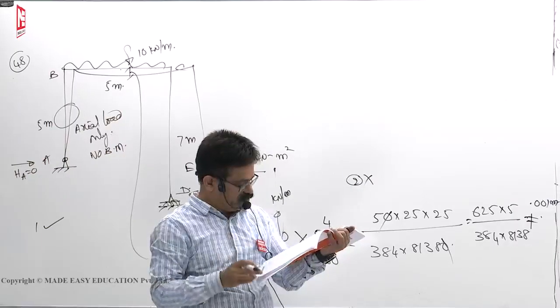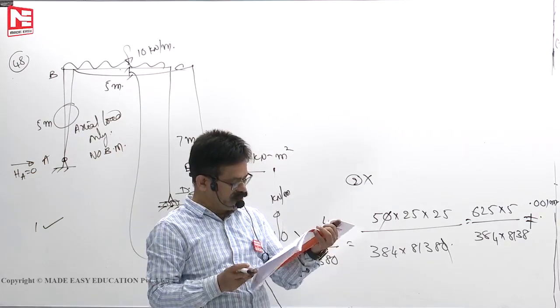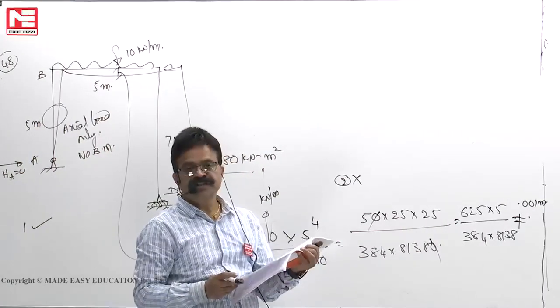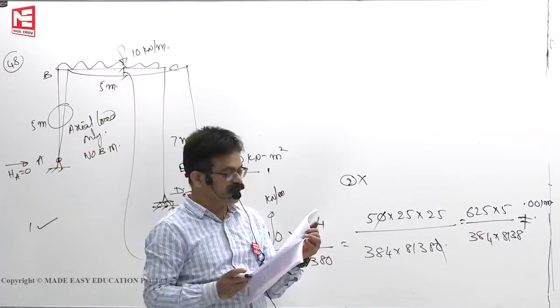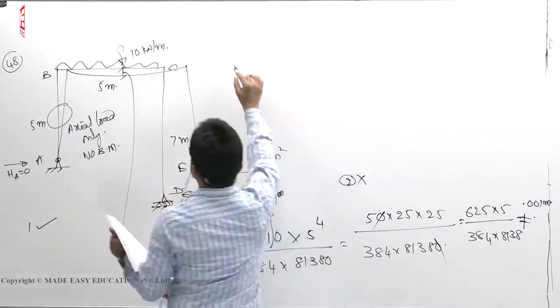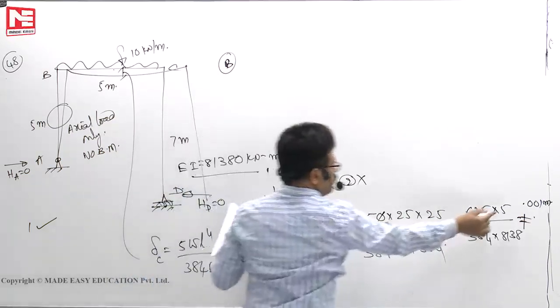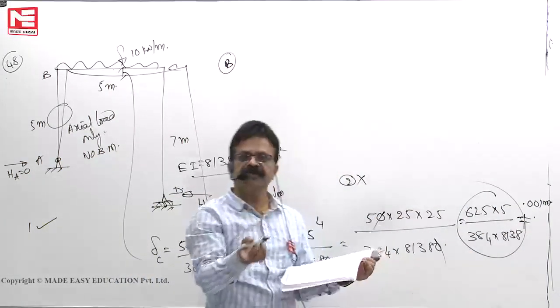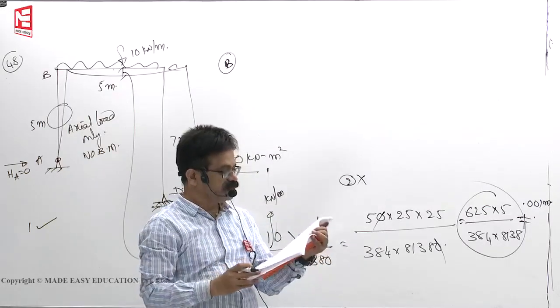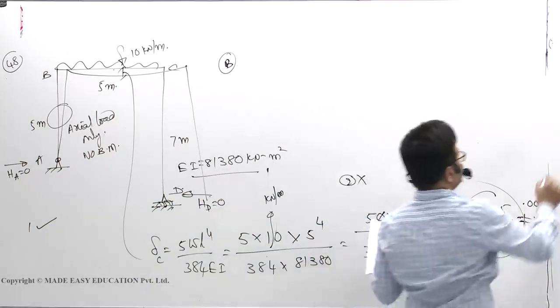So with reference to the above statements, which of the following applies? Both statements are true, wrong. 1 is true but 2 is false. So B is correct. That's why calculators are not permitted, means you only have to guess whether it is equal to 1 or not. Okay. Next, 49.